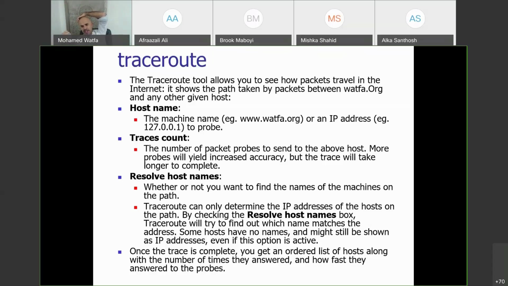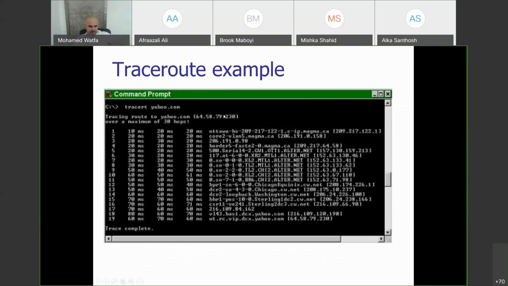Very similar, it will give us the delay as well. So I give it the host name or the computer name or the IP address. It counts how many packets are being sent and how they are going. So you could resolve host names, which means it will tell you the name instead of the IP address. Because sometimes you tell me it went to 127 or 192.15, it doesn't mean much to me. If you say resolve host names, it will tell you the actual name if it can. So this is an example of some old trace route we've done.